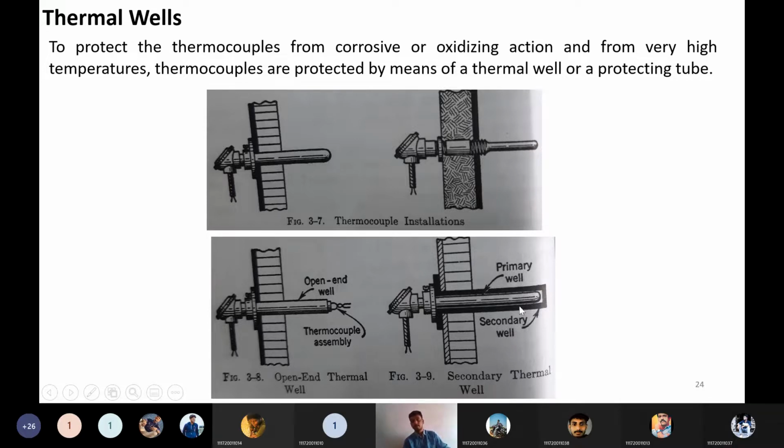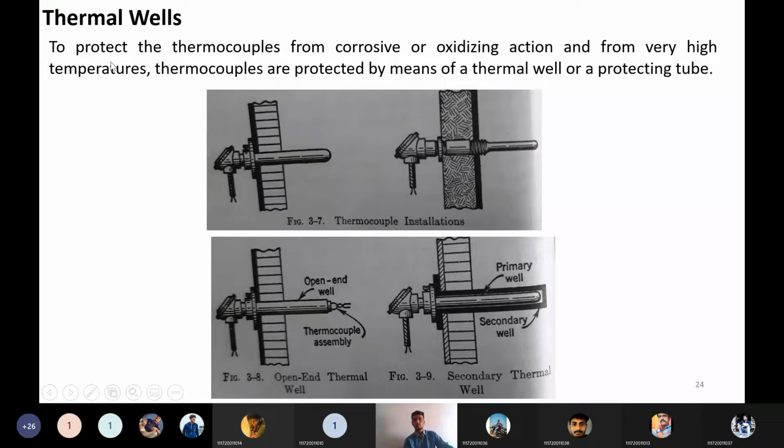And next one is primary and secondary thermal well. First, the primary thermal well will be there. Inside that one, there will be a secondary thermal well. This will decrease the speed of response, but the protection provided will be very, very high, because two different types of thermal wells are there inside one single thermocouple.